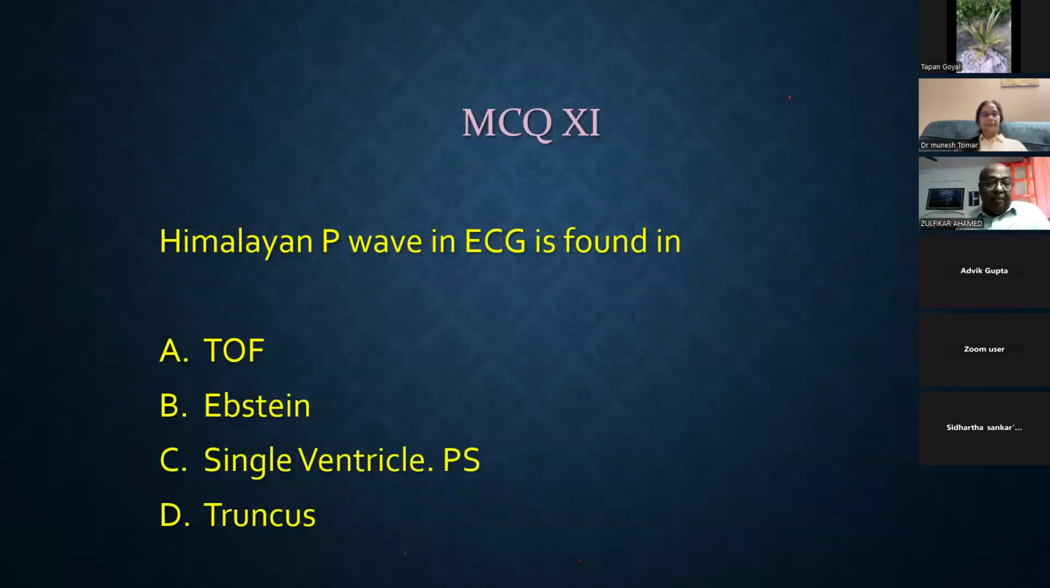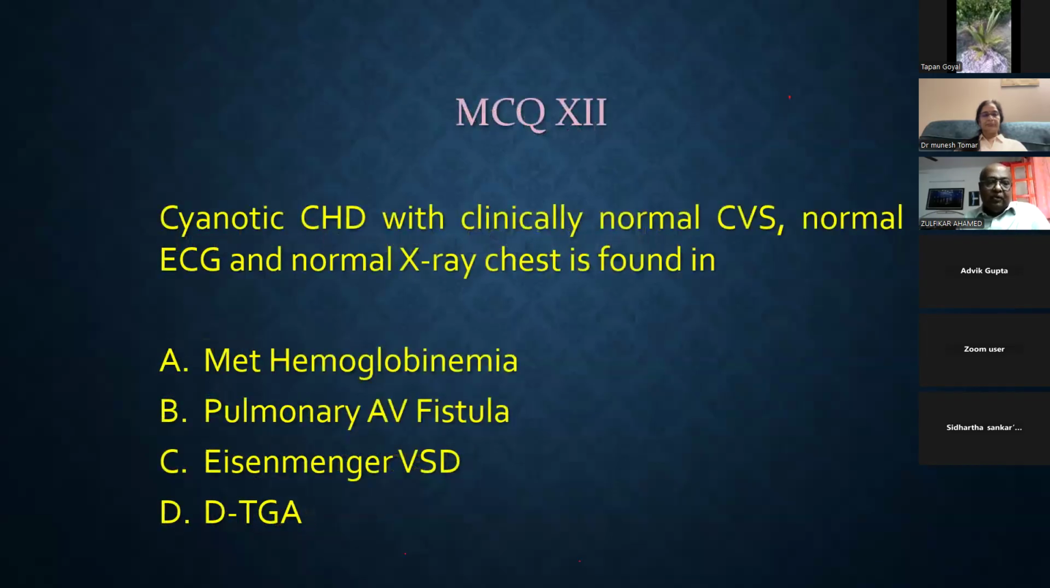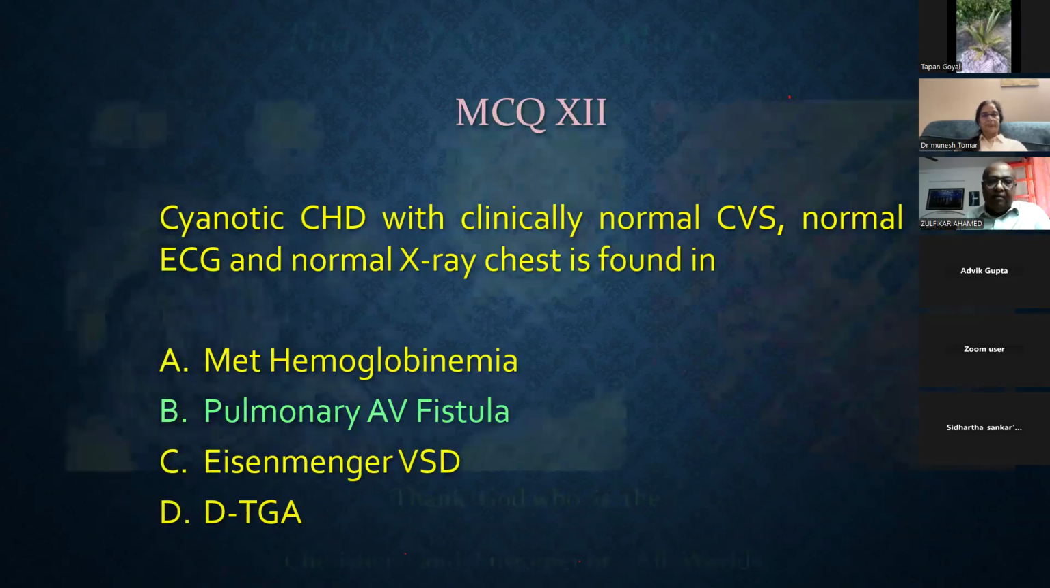Then Himalayan P wave, we have just shown that Himalayan P wave in Epstein anomaly. And the last MCQ, cyanotic heart disease with clinically normal CVS, normal ECG, and apparently normal X-ray can be found in pulmonary AV fistula. The differential diagnosis will be a metabolic condition called methemoglobinemia.